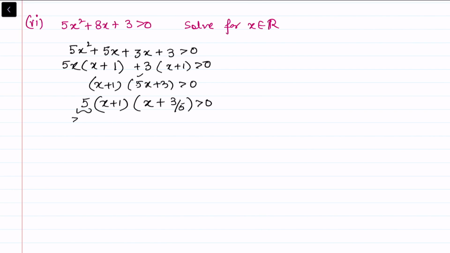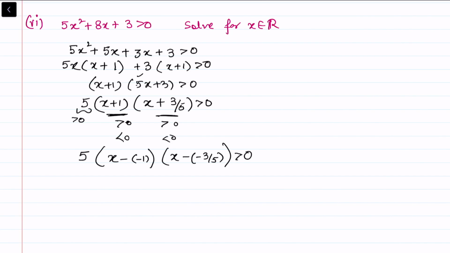Now this is already positive. To be positive, either they both are positive or they both are negative. So it is a similar case as we have done in the previous example. So we need to first convert this into the desirable form. So write this as x minus of minus 1. This becomes x minus of minus 3 by 5.